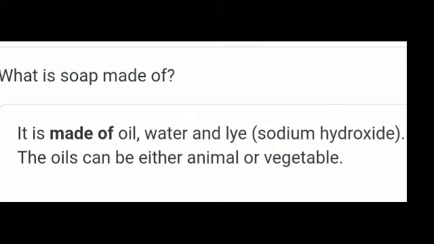When oil or animal fat is boiled with an aqueous solution of sodium or potassium hydroxide, sodium or potassium salts of carboxylic acid are formed. These salts are called soap. When soap is mixed with hard water, calcium and magnesium salts of fatty acids are formed. These being water insoluble, they form a precipitate, and that is why lather is not formed.